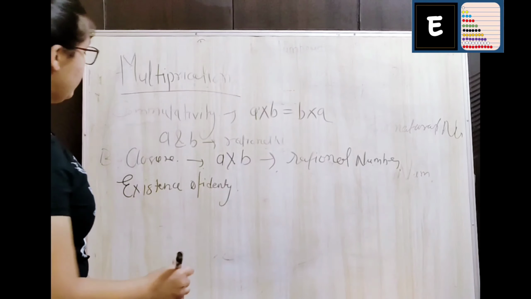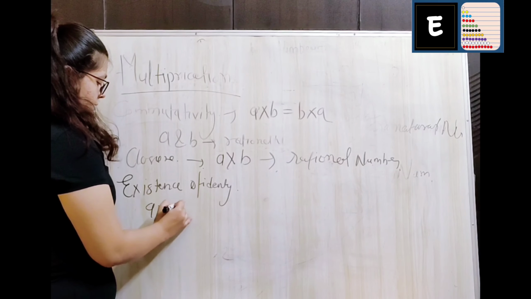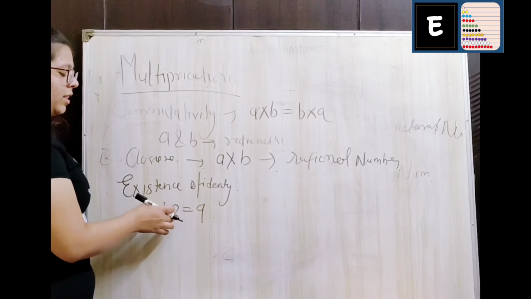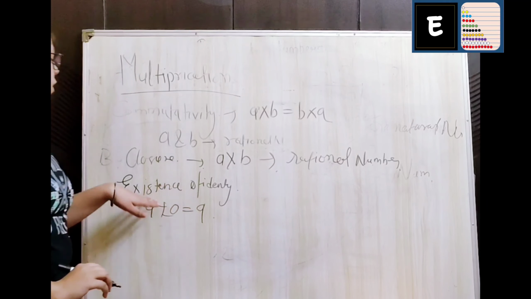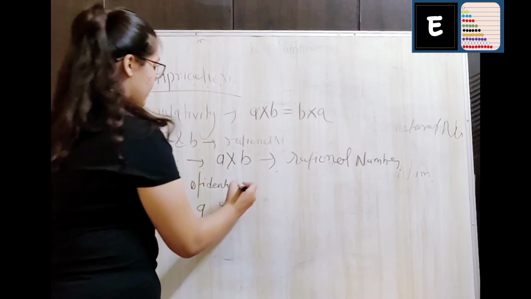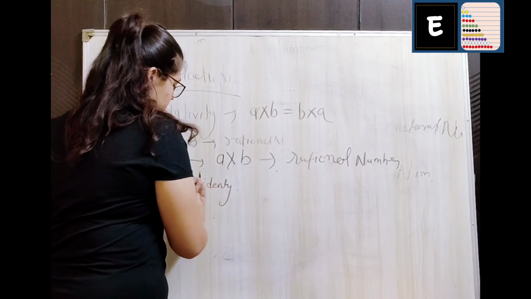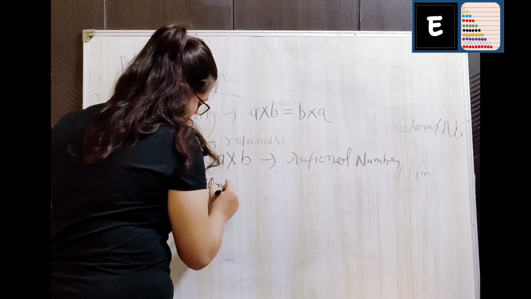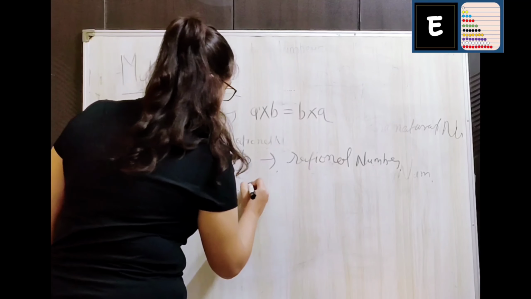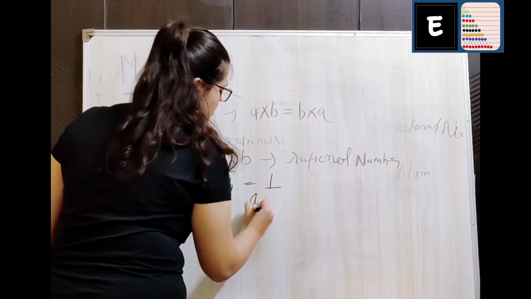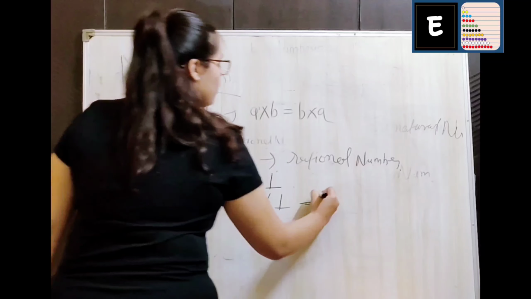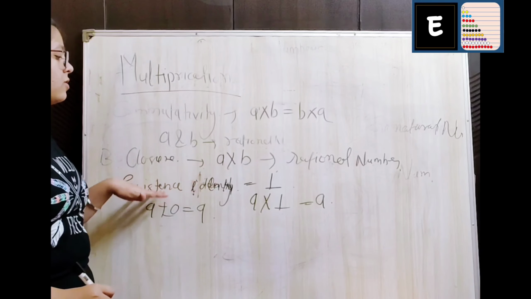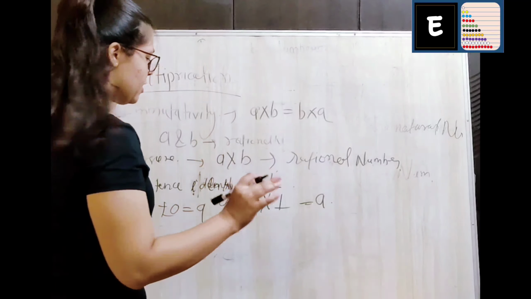As we have seen in addition, if we add 0 to any rational number, the answer will be the same. So for addition, the additive identity is 0. Same for multiplication, the identity is 1, because if a is a rational number and we multiply 1 to it, the answer will be the same. So for multiplication, the existence of identity is 1 for each and every rational number.